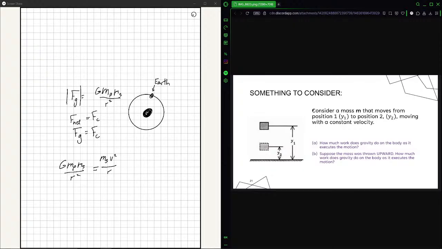Isn't it mv squared over r? Mv squared over r is centripetal force. We just have to memorize that. Well, these are in the reference table, but you should understand mv squared over r.